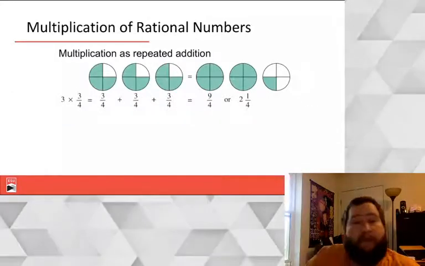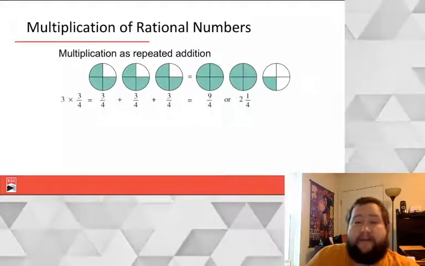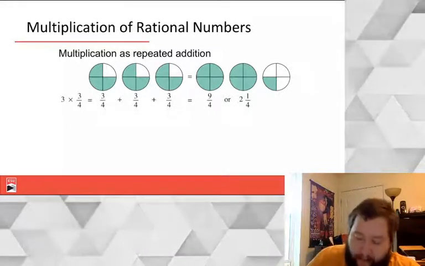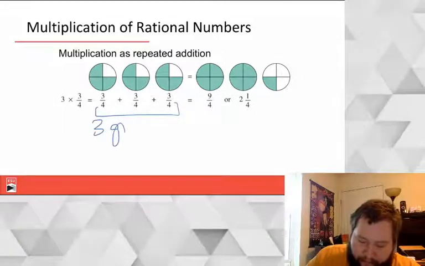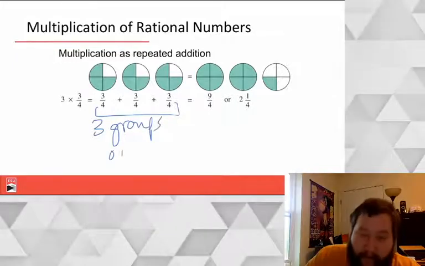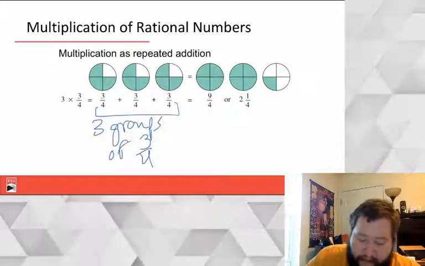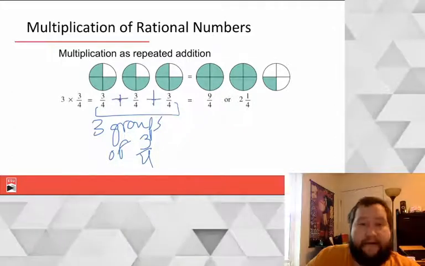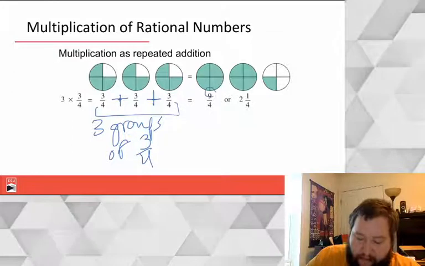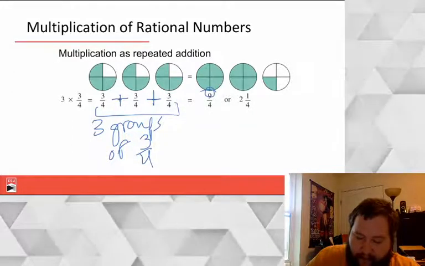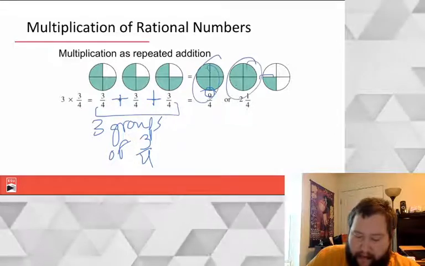So that meaning works perfectly fine when we have a whole number times a fraction. 3 times 3/4 is 3 groups of 3/4. So we have 3 groups of 3/4, which is just repeated addition, 3/4 plus 3/4 plus 3/4, which gives us 9 quarters total. 1, 2, 3, 4, 5, 6, 7, 8, 9, which is 2 and a quarter.